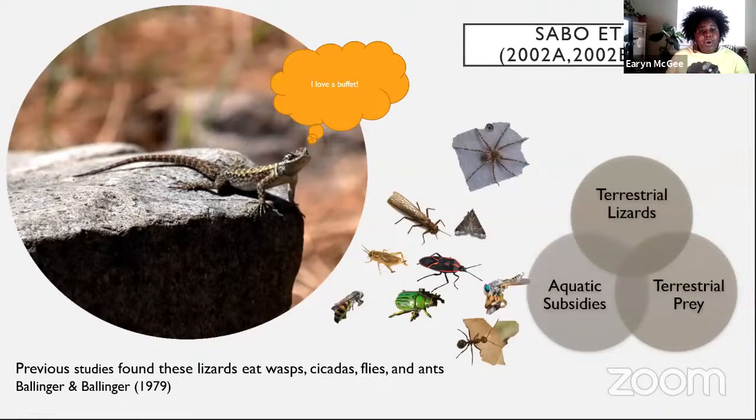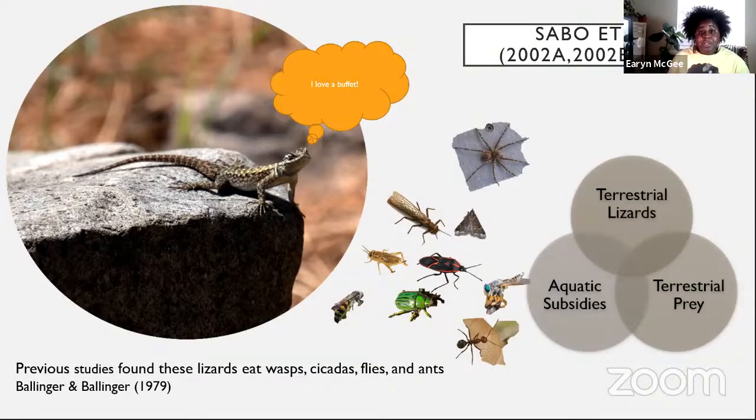So if I asked you, what do lizards eat? You'd probably say insects, and you'd be right. And so previous studies have found that these lizards are eating things like wasps, cicadas, flies, and in times of low insect abundance, ants. But few studies have actually looked at exactly if the lizards are eating aquatic insects.